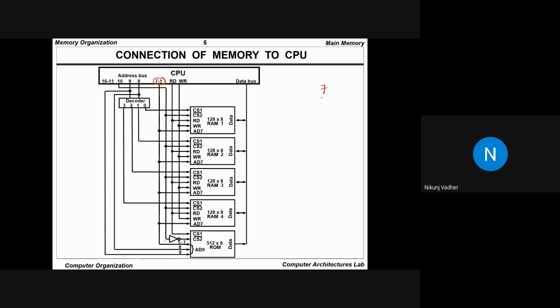The first 7 bits will be directly given as input. Now the read and write input will be directly given as input to RAM: read, write for each chip, with address 7 for each. Now we have to specify the values of chip select 1 and chip select 2.